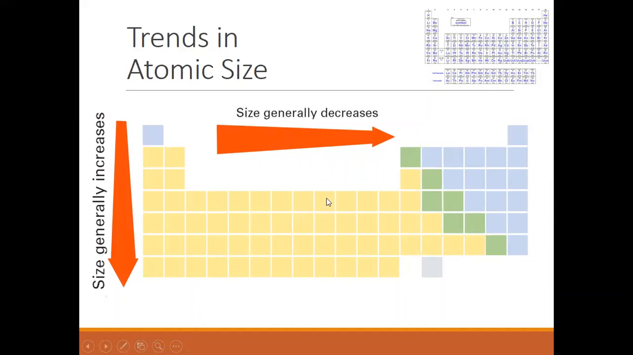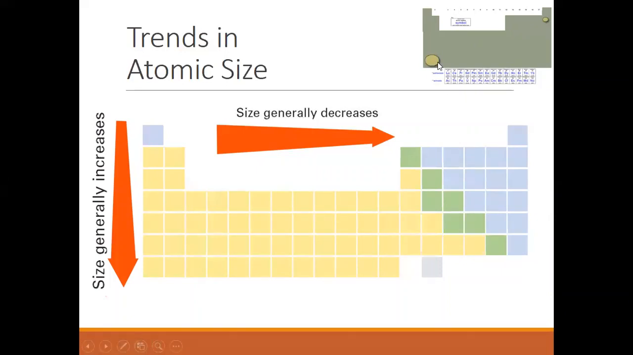A handy way to look at it, like I like to, is I like to draw just a little sketch in my notes, like this gray box here of the periodic table, and I draw just a really big circle near francium. That's the biggest radius on the periodic table. And then I draw a tiny little circle over here in the top corner by helium, and that's the littlest radius.